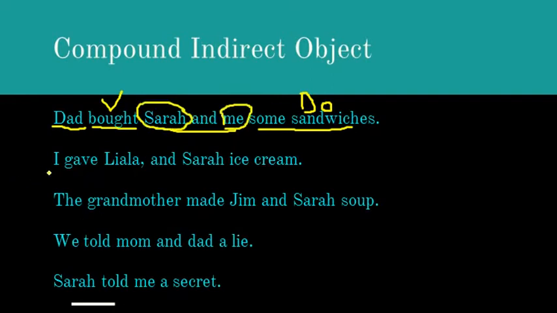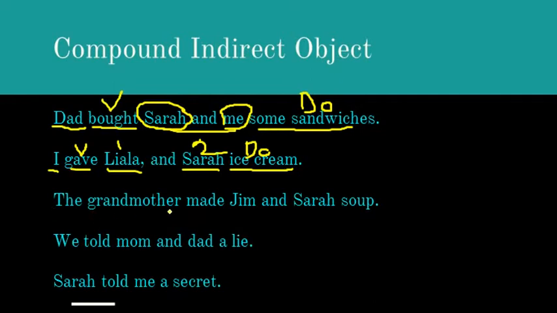Next example, I gave Layla and Sarah ice cream. Now in this sentence, I is subject, gave is action verb. Now gave what? Ice cream. So ice cream is direct object. Now in step 3, who receives ice cream? Layla and Sarah. Therefore, Layla and Sarah is compound indirect object. We are calling them compound because they are more than one indirect object. 1 and 2.